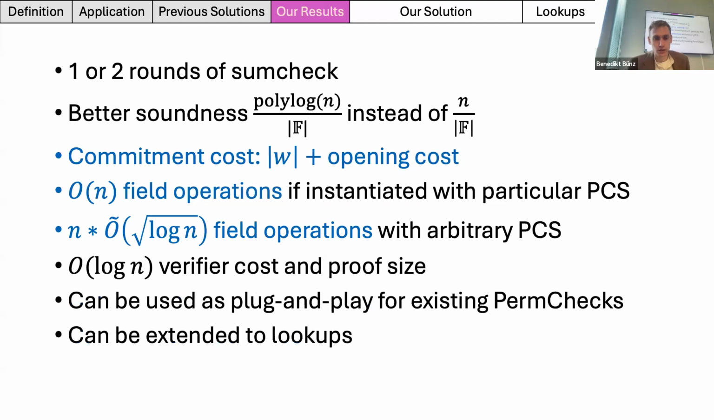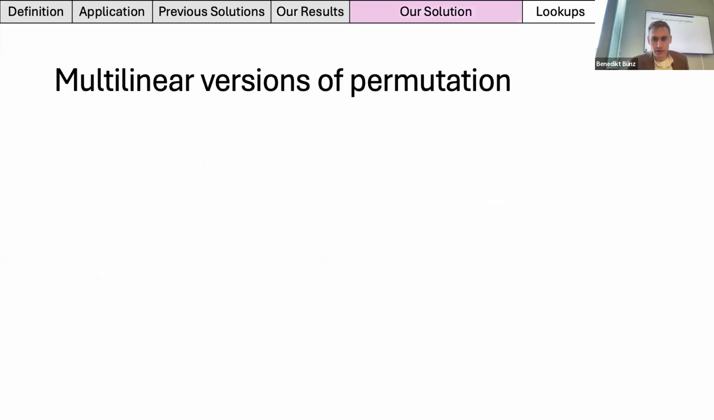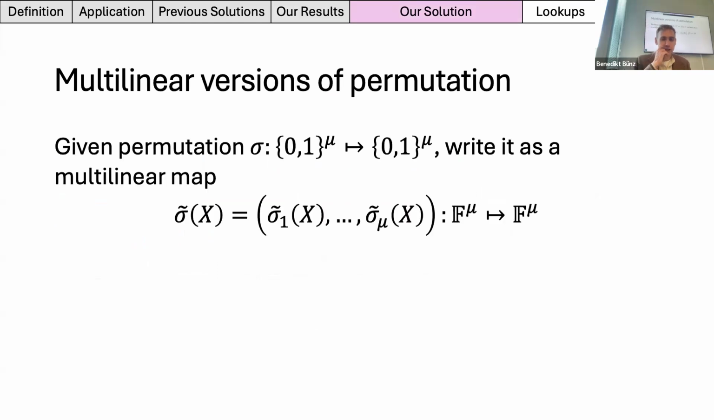Okay. So what is the multilinear? To do that, we looked at the most basic formulation of the problem, and say the permutation is a map from {0,1}^mu to {0,1}^mu.